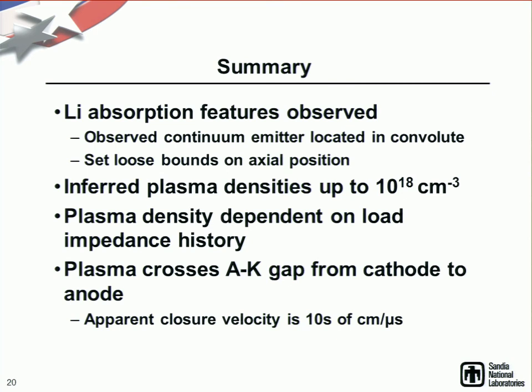We have shown that the plasma density is dependent on the load impedance history, which, since the loss is also dependent on the load impedance history in a very similar manner, is a good indication that the plasma that's forming is actually causing these losses. And we also have established that the most observable plasma is actually crossing the gap from the cathode to the anode, which originally there was some question as to whether it was moving anode to cathode or vice versa. And that the apparent closure velocity is on the order of tens of centimeters per microsecond, which is about an order of magnitude greater than we were expecting.